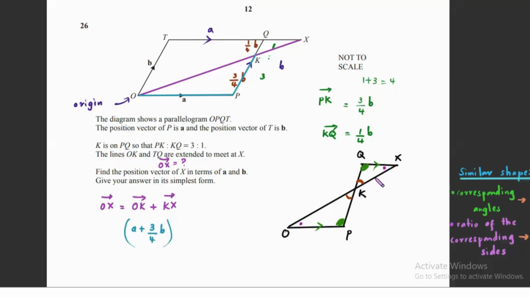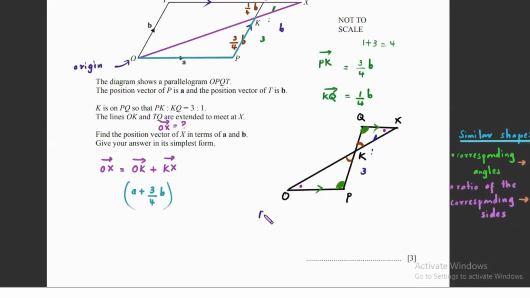If two triangles are similar, we can say that the corresponding angles are equal. So that's how we know that the two shapes are similar shapes. And we also know that in similar shapes, the ratio of the corresponding sides will be equal. As the ratio of the corresponding sides are equal, we already know the ratio from P to K, which is 3, and K to Q, which is 1. So we know that the ratio from P to K to Q is 3 to 1. So I can write it as PK over KQ is the same as 3 to 1. So I can write it in the form of a fraction as 3 over 1.